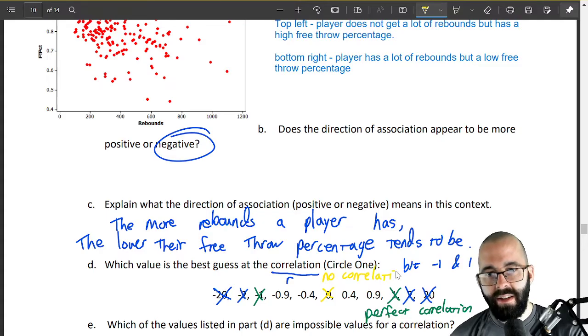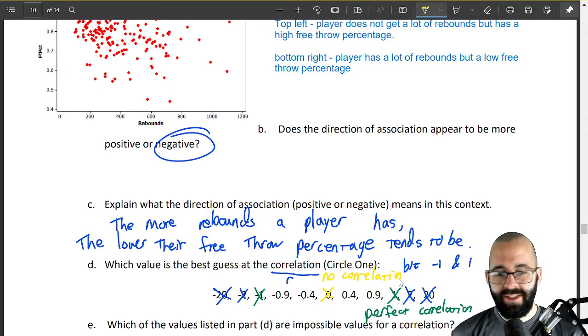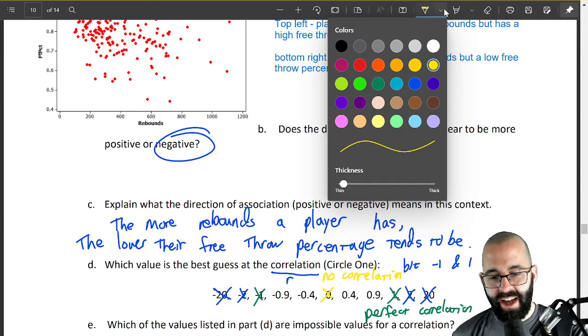Oh, that's hard to read. 0 is no correlation. Don't use yellow for that. Oh, I can still use black.